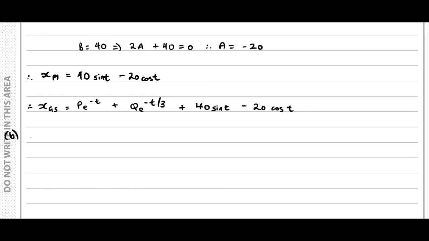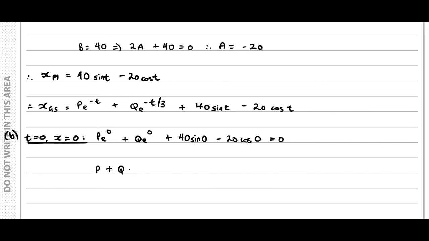First of all, when t is equal to 0, x is equal to 0. So if we use this information, x equals 0, t equals 0. So we have pe to the 0 plus qe to the 0 plus 40 sine 0 minus 20 cos 0. All this is equal to 0. We see over here that we have p plus q equals 20.